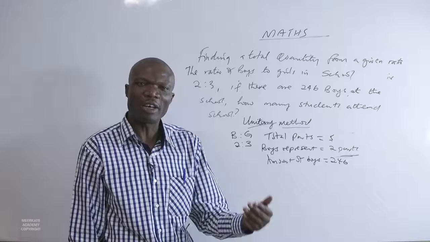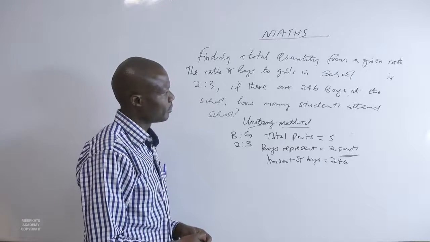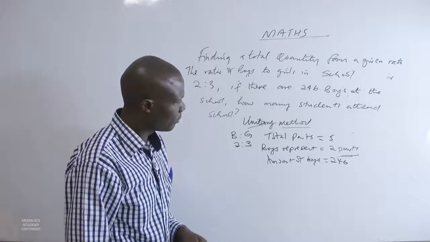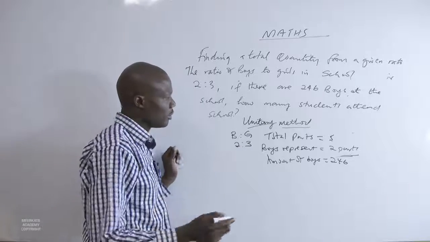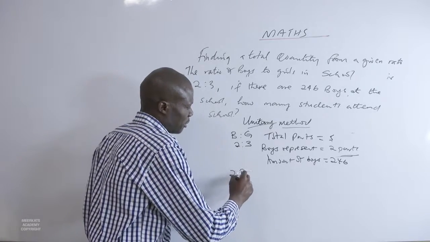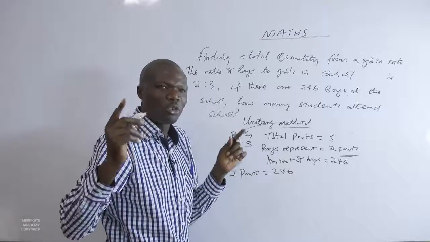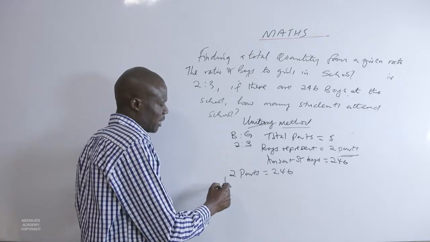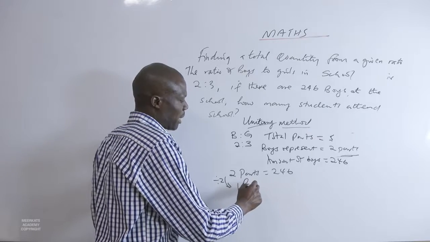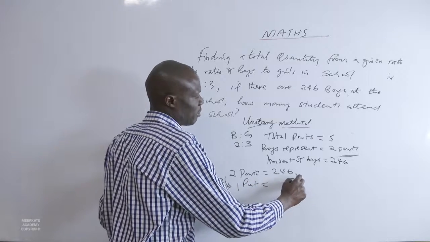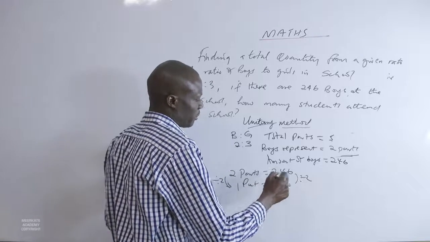That is the approach I want us to bring. So, 2 parts is 246. How about 1 part? For 1 part, you will divide this side by 2. You get 1 part is equal to, divide this one by 2, you will get 123.